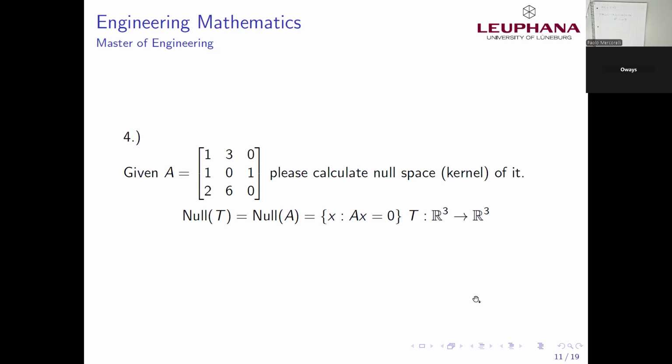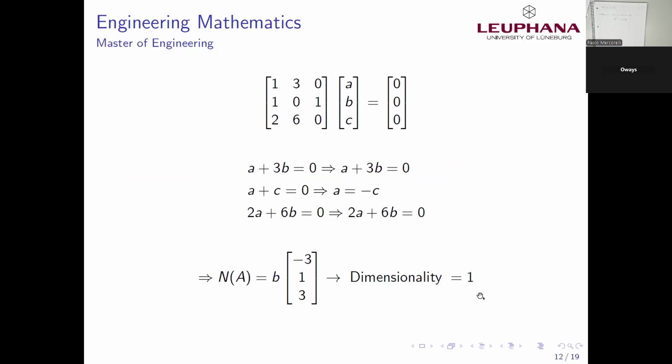The same here, no? The same procedure, but not the same results. Look, R^3 to R^3, calculate (A, B, C) which annihilates the transformation of the matrix. A transformation can be represented by a matrix, I showed you this. Row multiplied by column, I have A plus 3B equals 0, which implies, I didn't do any transformation, but here A plus C equals 0, which implies A equals minus C.